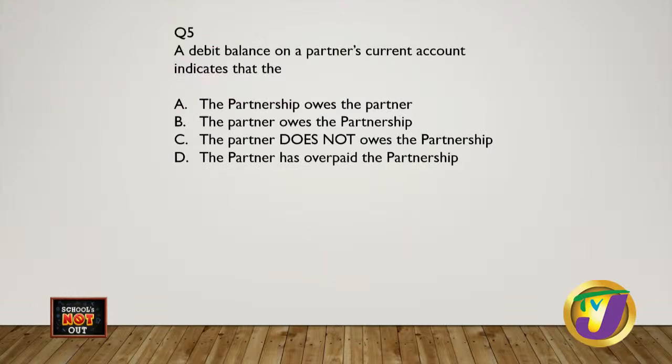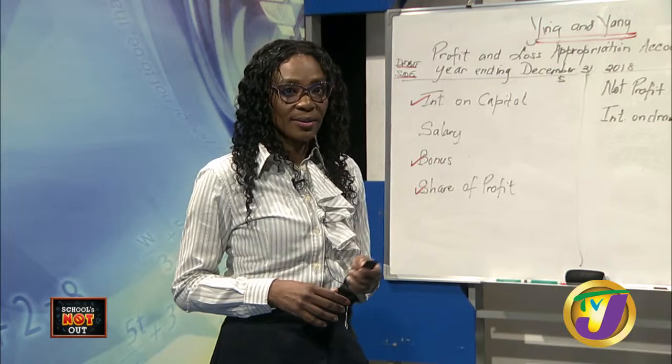And question 5 asks you to indicate the meaning of a partner's current account balance. When we return from the break, we will calculate our answers.